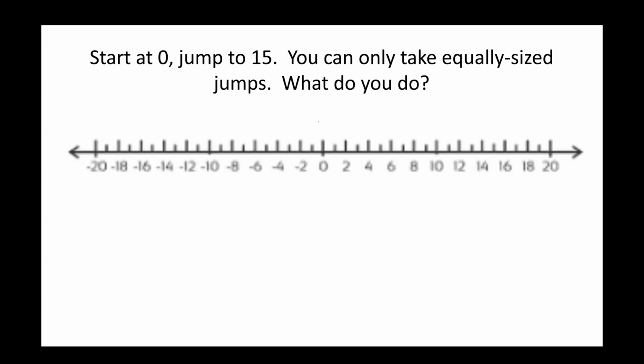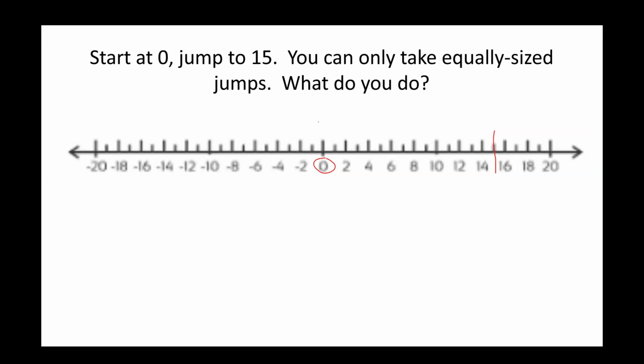You are standing at 0, and you need to get to positive 15. However, there is a rule. You're only allowed to take equally sized jumps to get there. What do? There's a couple different ways to solve this problem.